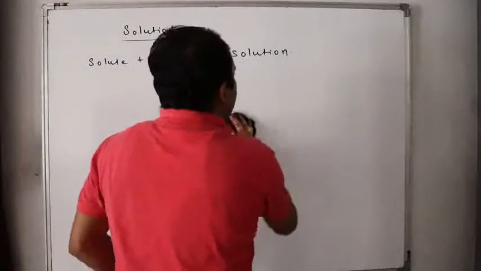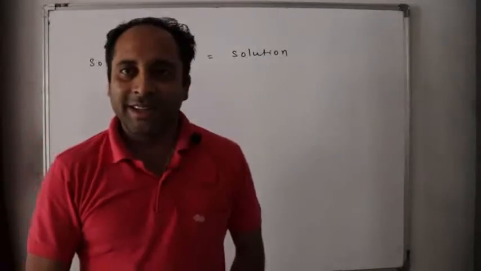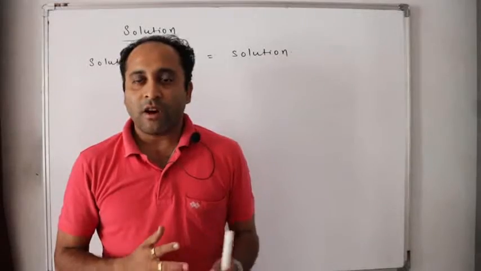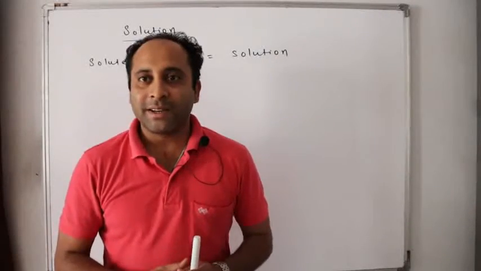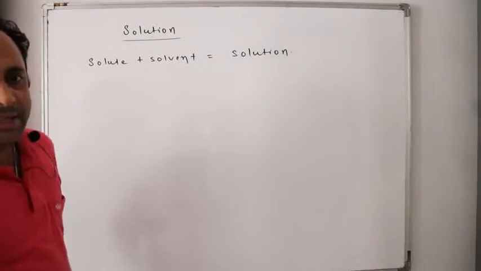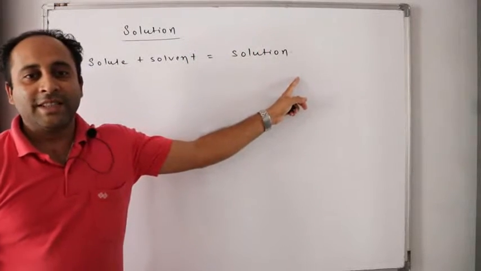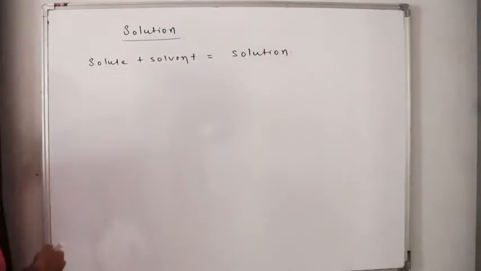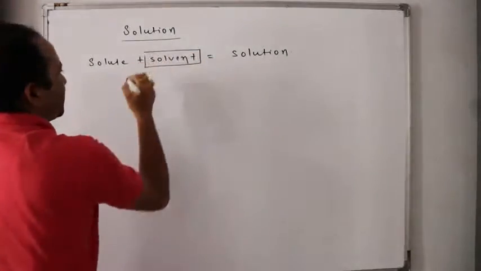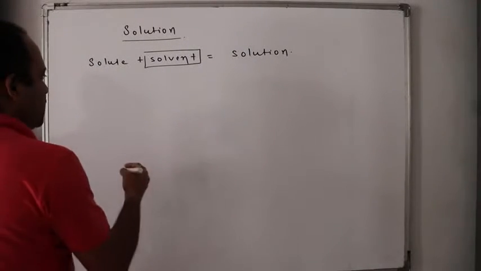So what did I say? Solutions mainly contain two parts, the solute part and the solvent part. Now the question arises, how many types of solution can be made? I said solute plus solvent gives rise to solution, isn't it? Now, how can I define someone to be a solvent? Who can be a solvent?